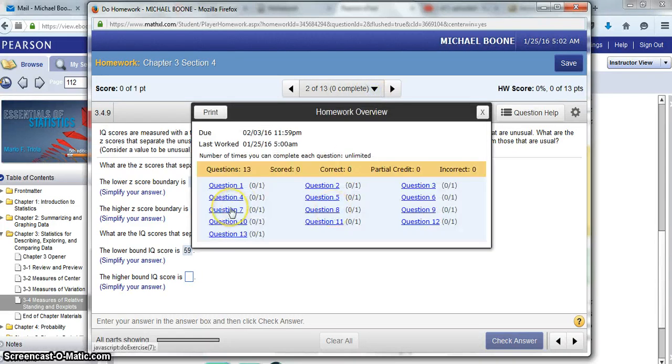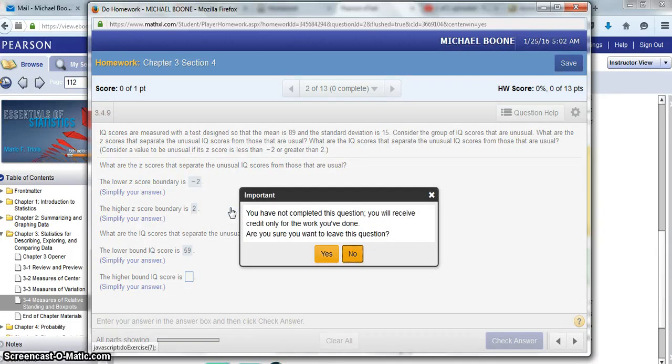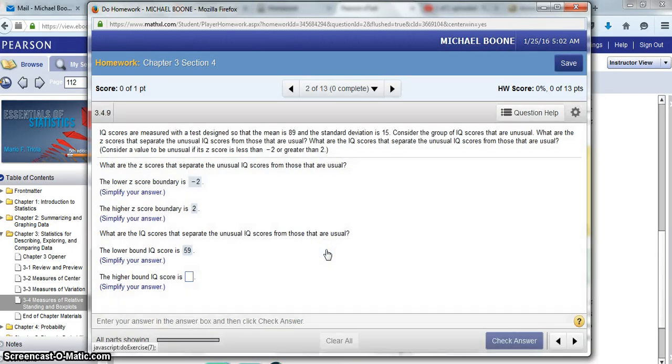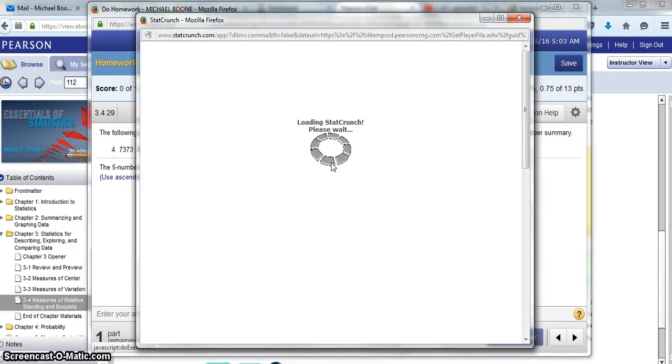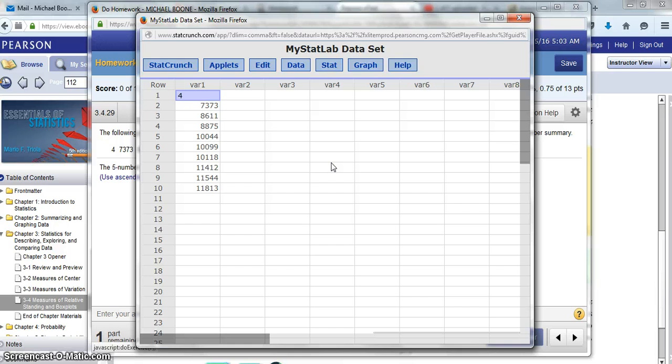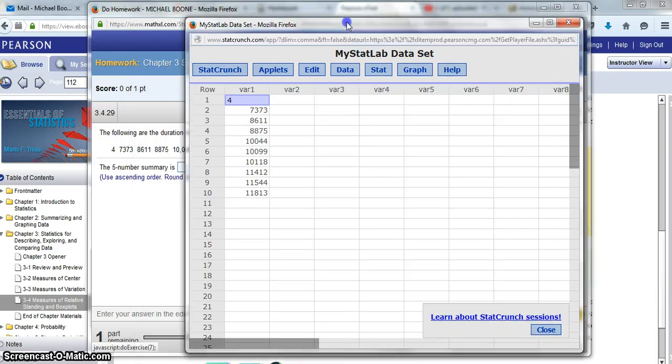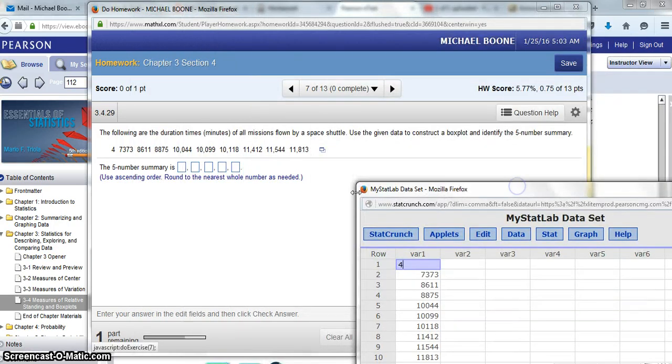Another one to look at is number 7. Number 7 is talking about a 5-number summary and then a box plot. So we have to know what the numbers are in a 5-number summary. So let's take our data in. So these are our values. Again, that 4 looks pretty low.